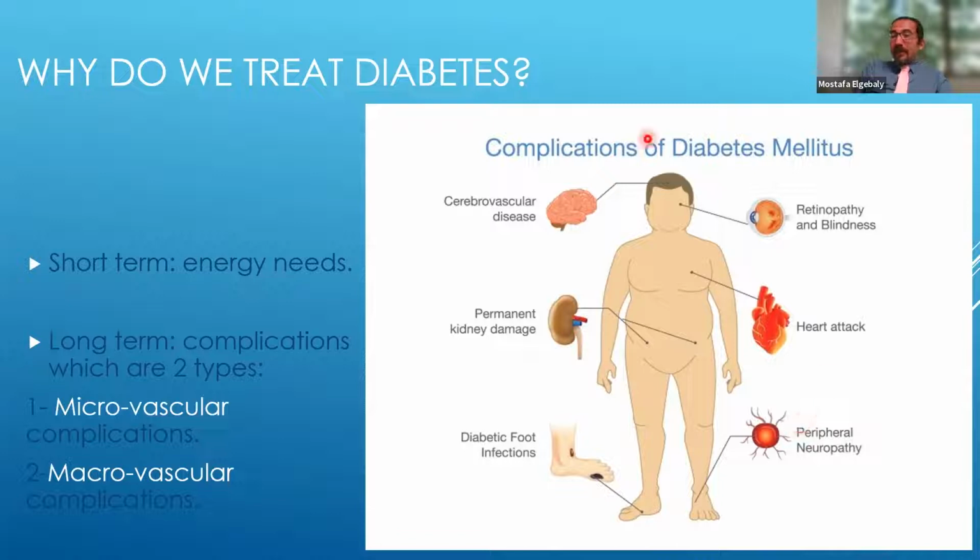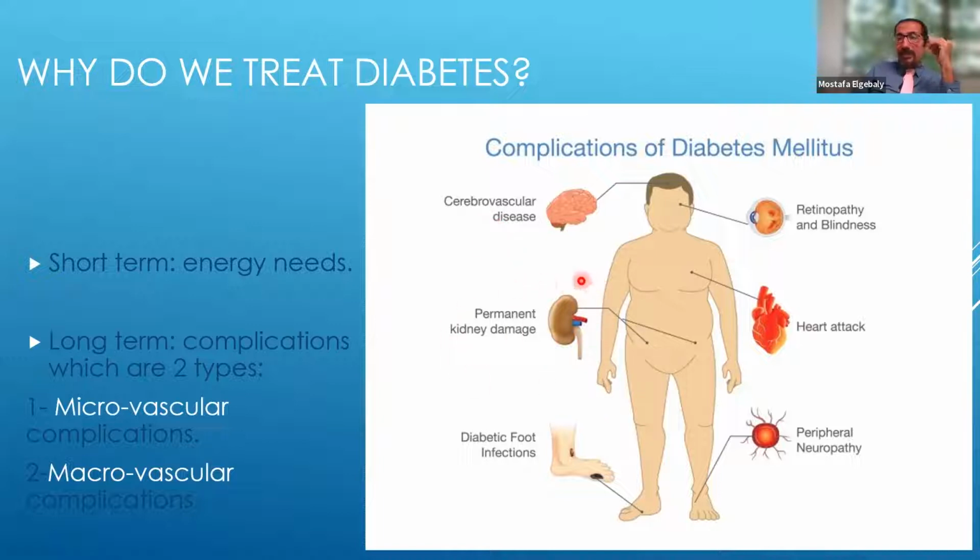It's not only these complications within the microvessel structures, so blindness, heart disease, peripheral neuropathy, but also macrovascular disease on the left side. So issues like cerebrovascular disease, typically stroke. A stroke is when the patient is literally struck by something and falls to the ground. It's an emergency, and diabetes is one of the risk factors that can cause this.